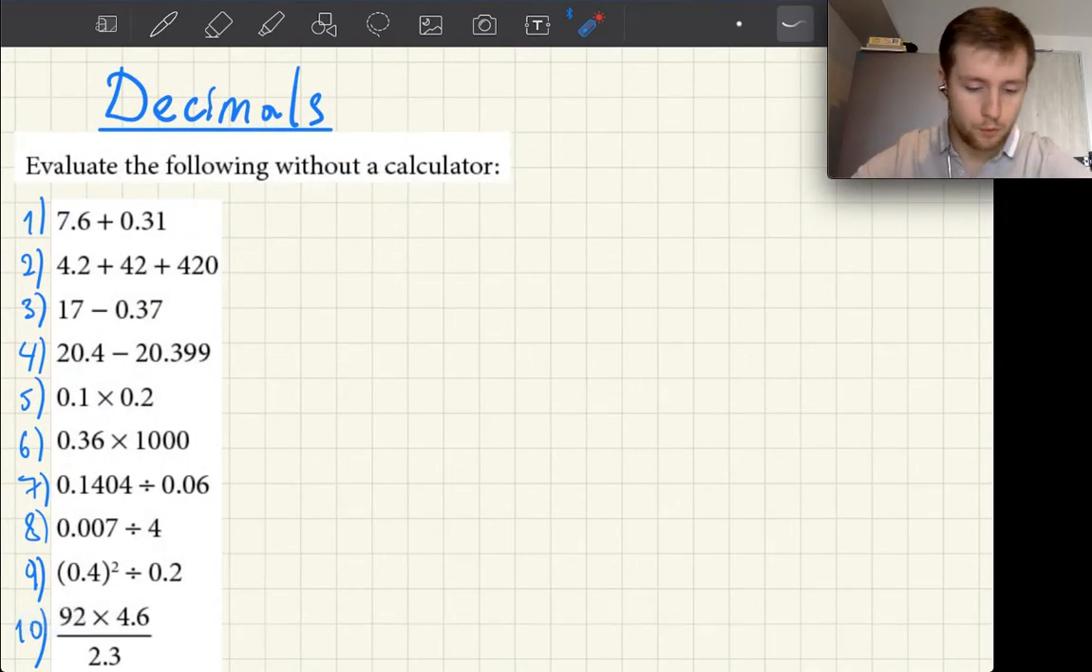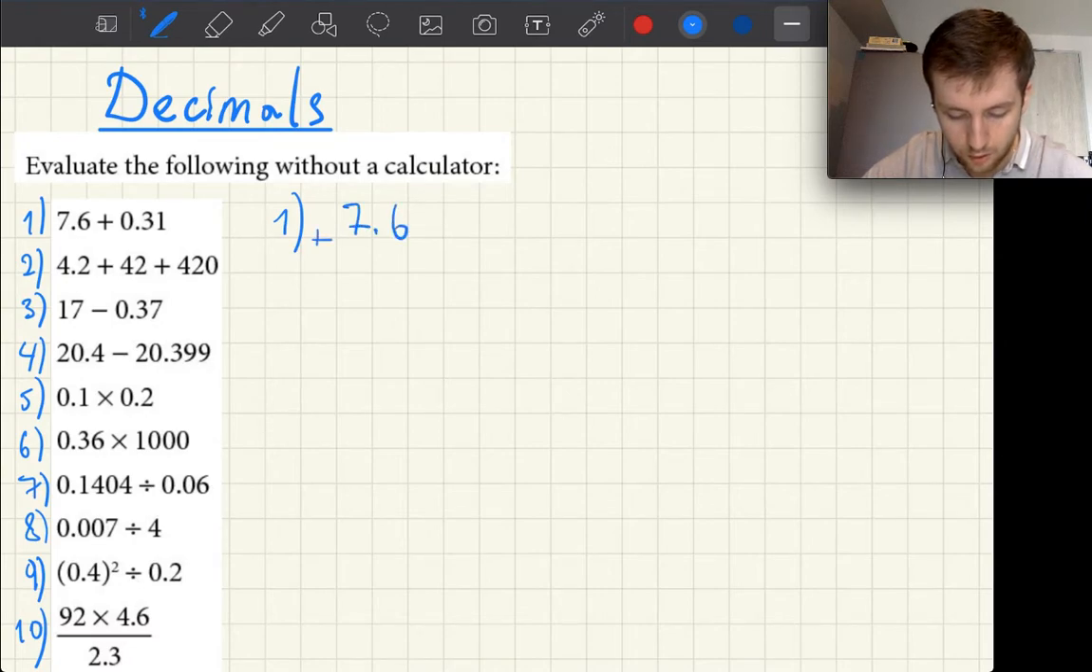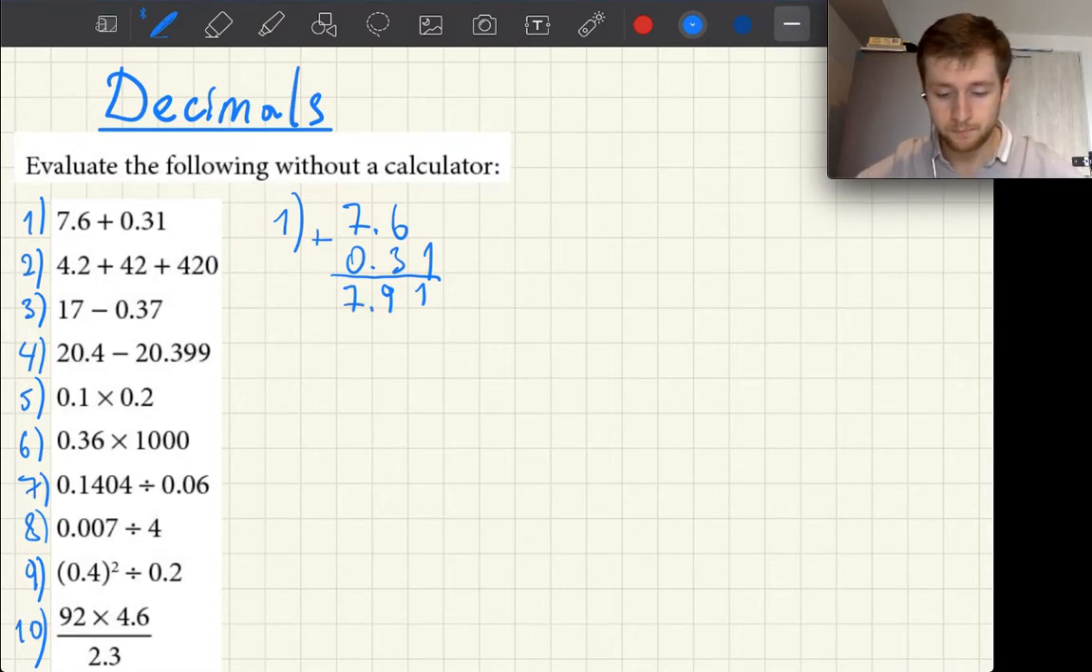First of all, four operations with decimals. Let's start with addition. So 7.6 plus 0.31. Addition of decimals is very simple. There's just one thing to remember: write the point under the point like this, and that's it. Then we just add it together. So here we have 1, 9, finally 7. 7.91 is the answer here.